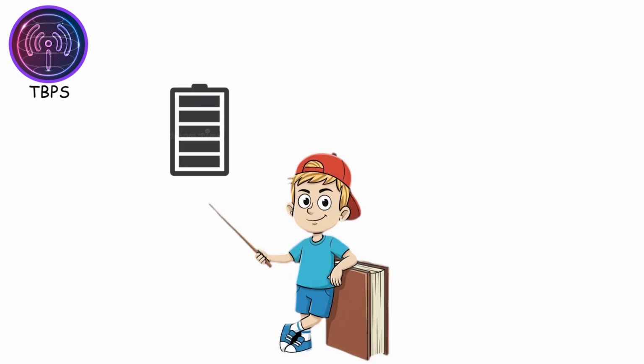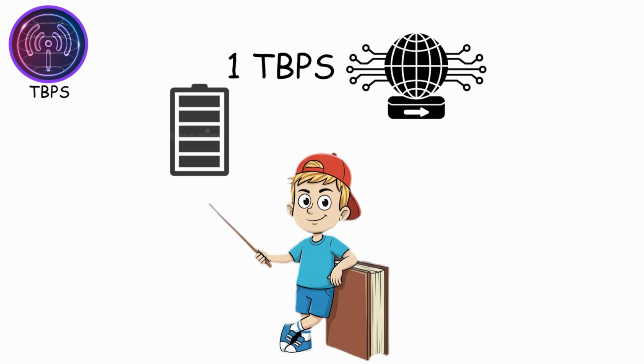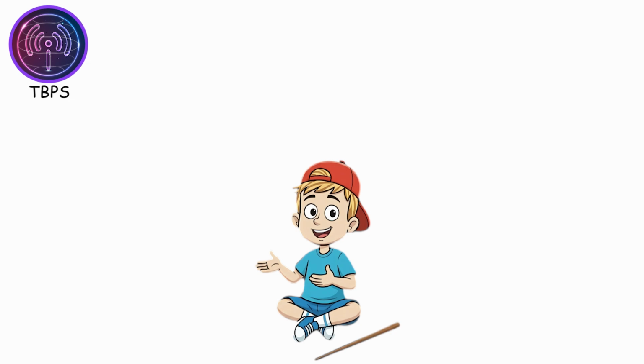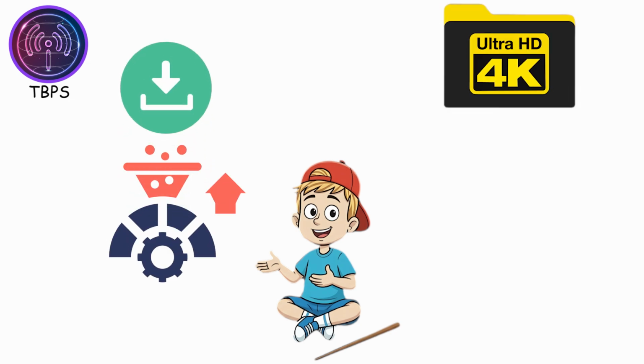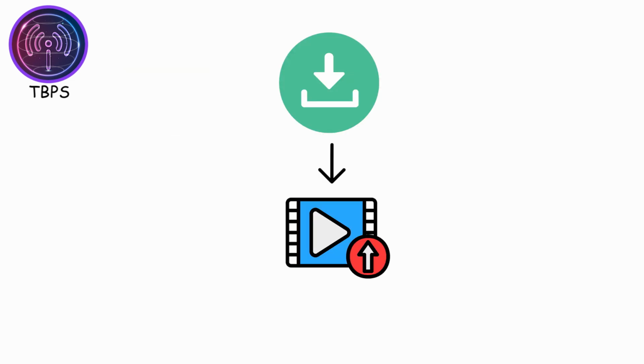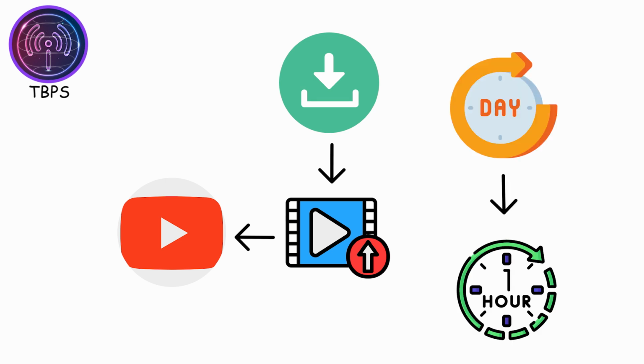Consider the raw capacity. A 1 terabit per second connection can theoretically move 125 gigabytes every single second. That's sufficient throughput to download your complete 4K movie library in moments. Or contemplate an even more staggering example. It could download every video uploaded to YouTube throughout an entire day in under an hour.